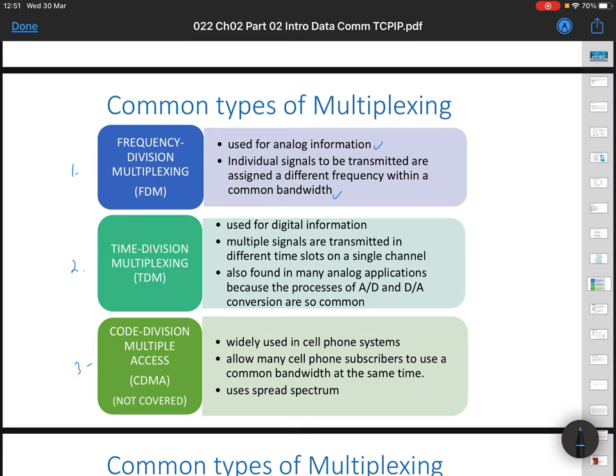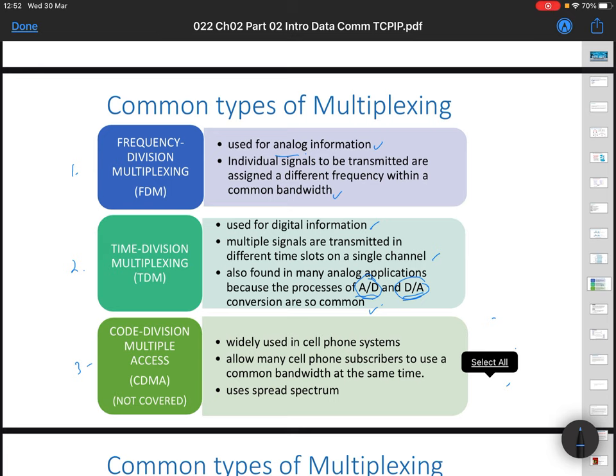Second is TDM, time division multiplexing. Time division multiplexing is used for digital information. Okay, then multiple signals are transmitted in different time slots, on a single channel. TDM is also found in many analog applications because the process of A to D and D to A, analog to digital and digital to analog conversion, are so common. So if you can have A to D and D to A for analog signal, you can use TDM also.